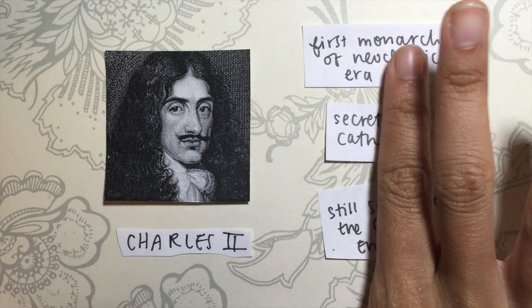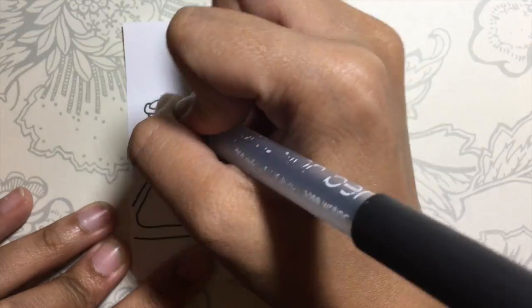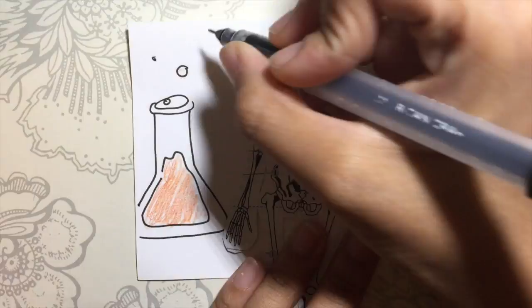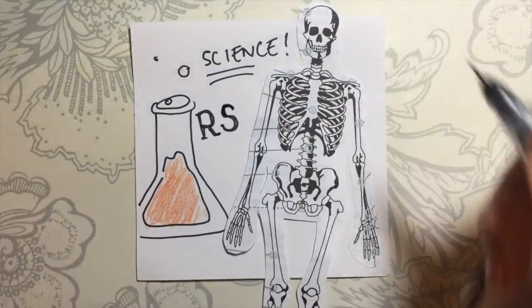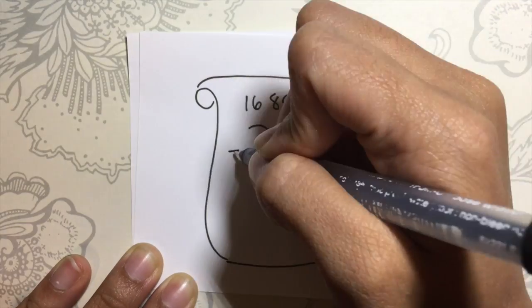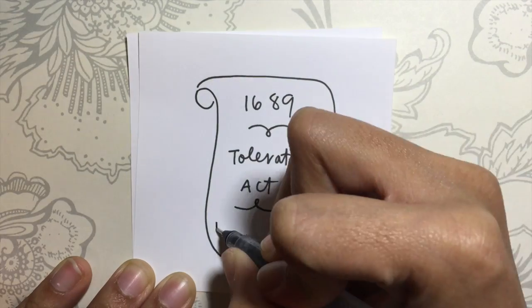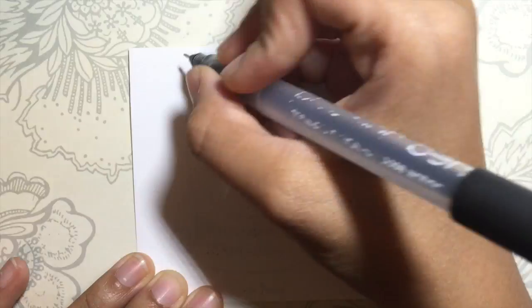Being the first monarch during the time period, he was secretly born a Roman Catholic. However, he still supported the Church of England. 2 years later, in 1662, the Royal Society was established in hopes of revolutionizing scientific advancement and then finding a way to implement it into society. Then in 1689, the Toleration Act was introduced, which allowed nonconformists of the Protestant Church the freedom to worship their own church.